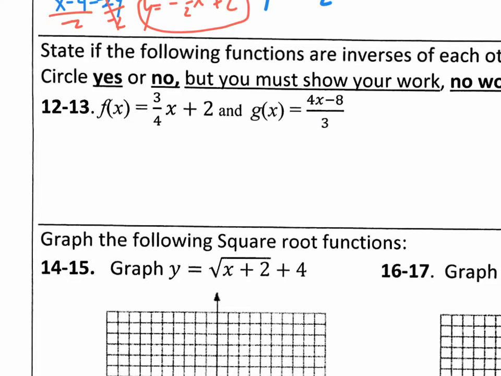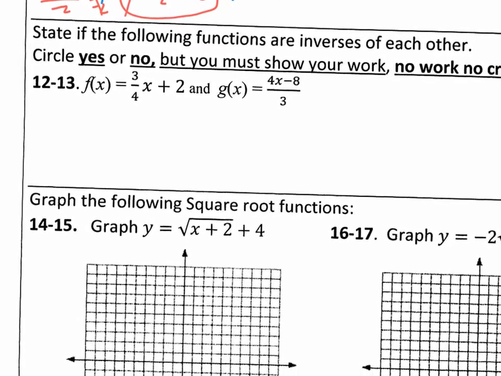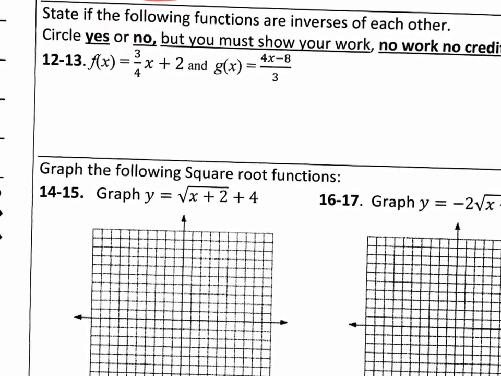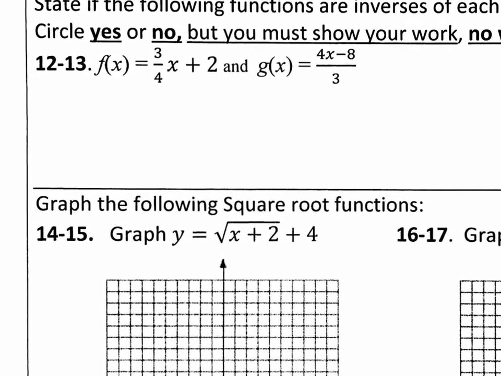Let's jump to numbers 12, 13. Right here it says, state if the following functions are inverses of each other. Circle yes or no, but you must show your work. No work, no credit. If you don't show your work, you do not get credit, even if you have the right answer. So, just like on last week's quiz, how do you do this?